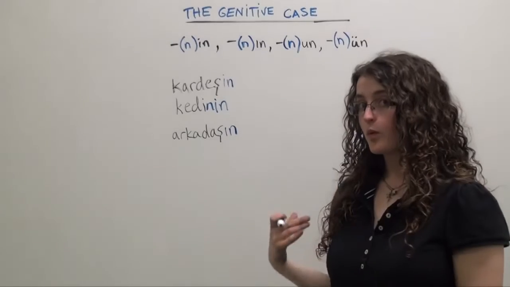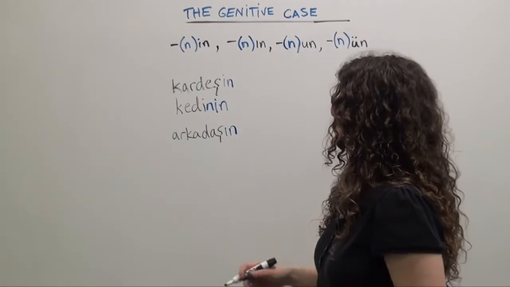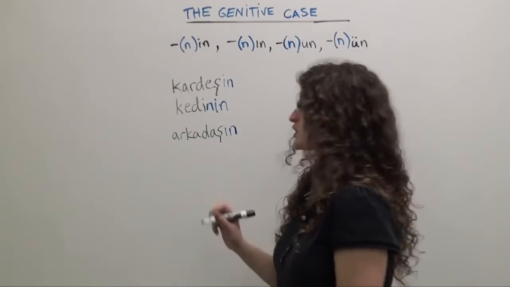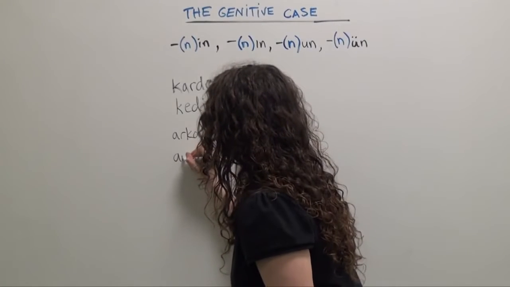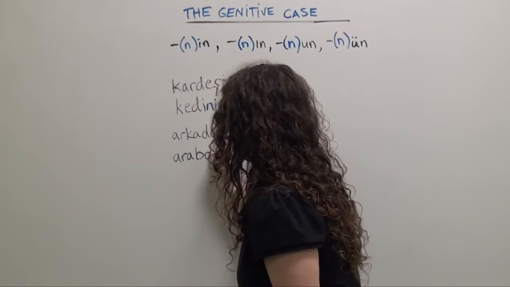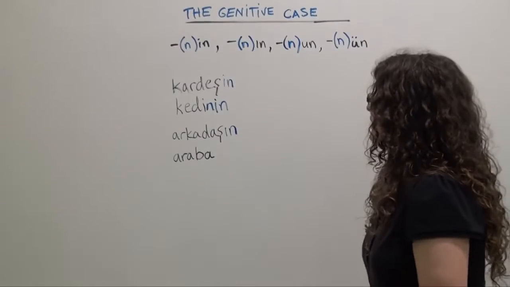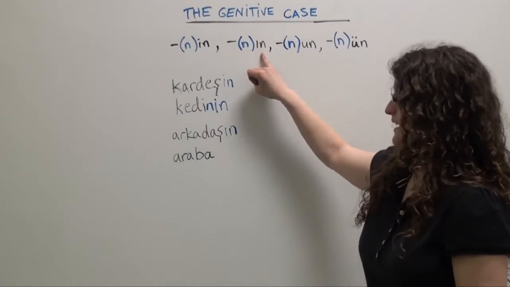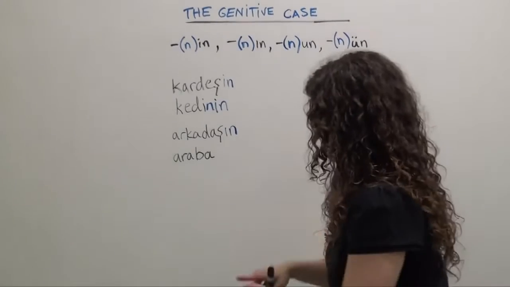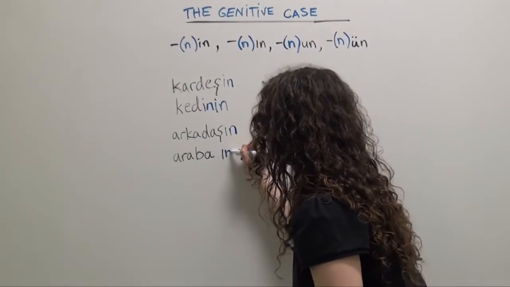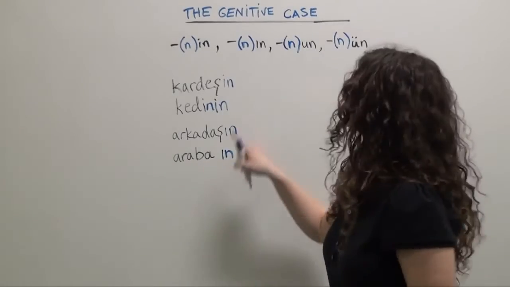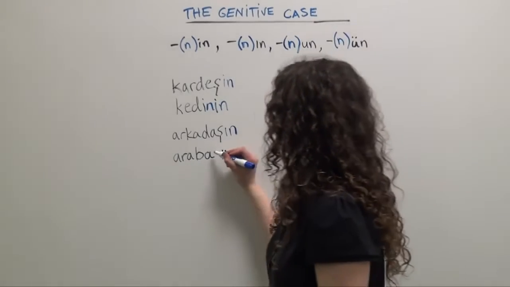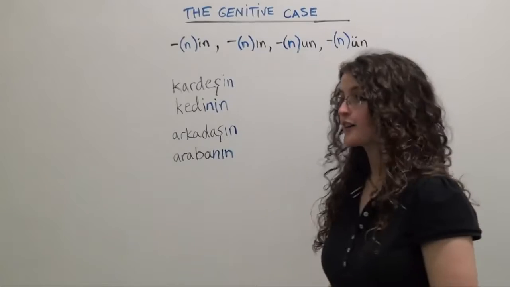Another example that ends in a vowel. Let's say we want to say of the car. The Turkish word for car is araba. Vowel harmony tells us that we should choose this version of the genitive case ending, ın. So araba, ın. But this ends in a vowel, so we'll need the buffer n. Arabanın, of the car.